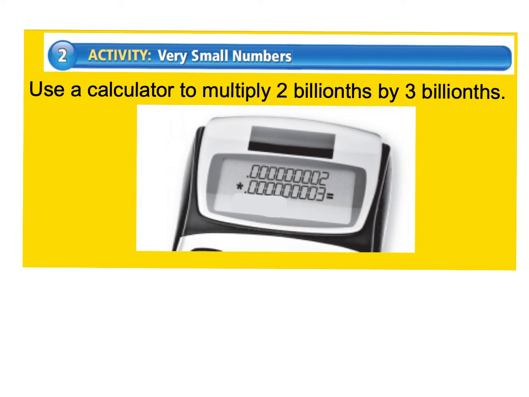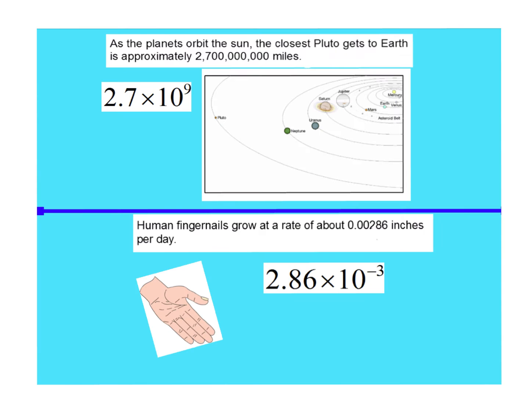Same thing would happen if you tried to multiply 2 billionths times 3 billionths. And just like the previous page, only now this one is going to be too small for our calculator. So instead, we have a way to shorten really long, really big or really small numbers.